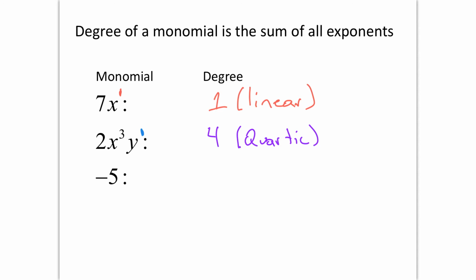And the last one, guys, it's just a constant, -5. It doesn't have a variable, so my degree is 0. And when you have a degree of 0, the name we use is just constant. And it is just a constant because it's just a number with no variable. So this is a constant, and it's a monomial because it's only one term, but it's just a constant.